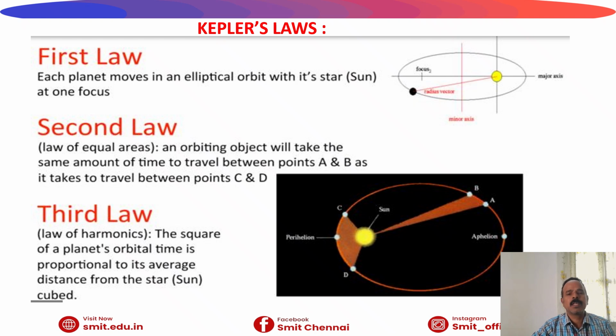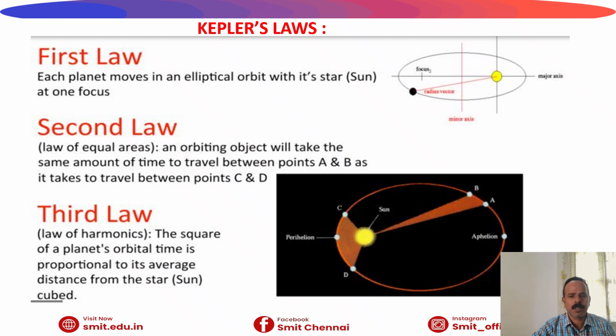There are three basic laws that govern satellite communication. First, they are called Kepler's three laws. Kepler's first law states that each planet moves in an elliptical orbit with its star at one focus. Rather, we can say that in the first law, the movement of a satellite is in an elliptical orbit. That's what the first law states.